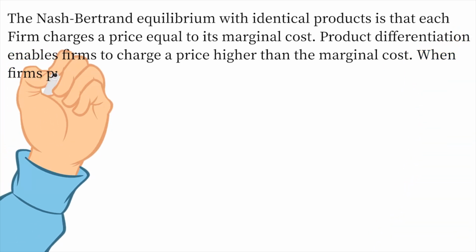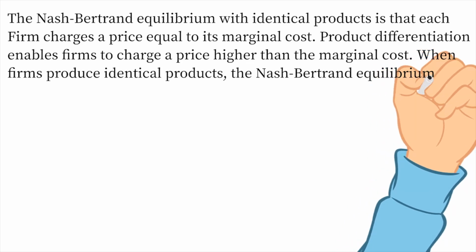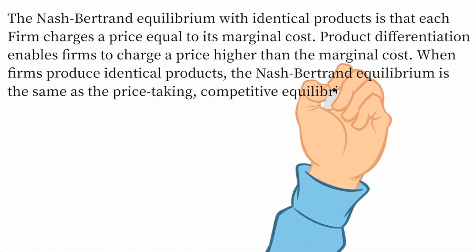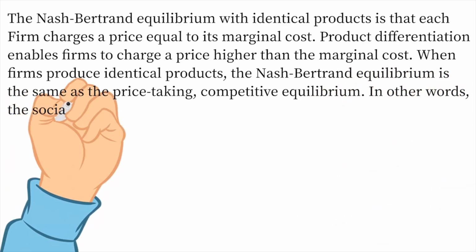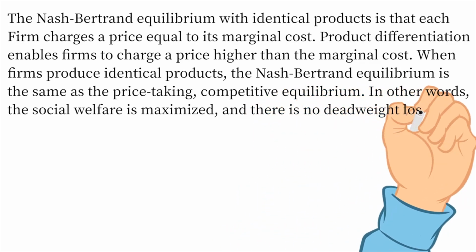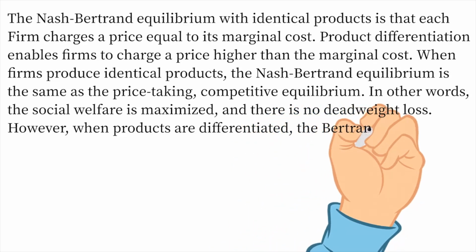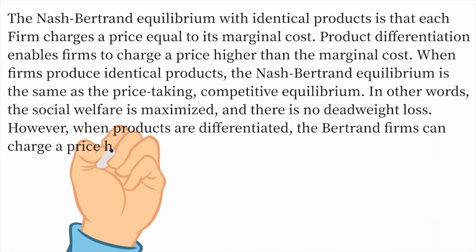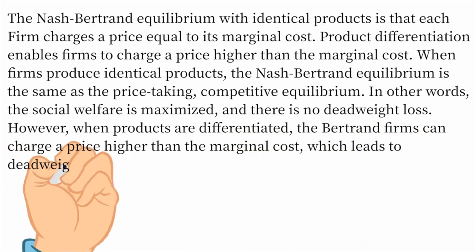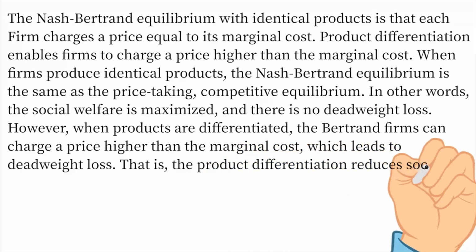When firms produce identical products, the Nash-Bertrand equilibrium is the same as the price-taking competitive equilibrium. In other words, the social welfare is maximized and there's no deadweight loss. However, when products are differentiated, the Bertrand firms can charge a price higher than the marginal cost, which leads to deadweight loss. That is, product differentiation reduces social welfare.